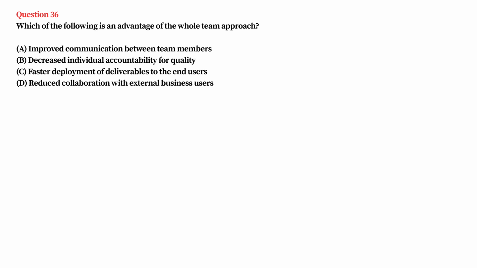Answer C is not correct. The whole team approach is about how the team works together, with the aim of higher quality deliverables, but it does not necessarily result in faster deployment to end users. Answer D is not correct. When using the whole team approach, testers work with business representatives to create acceptance tests. There is no suggestion that the approach will reduce collaboration with external business users.